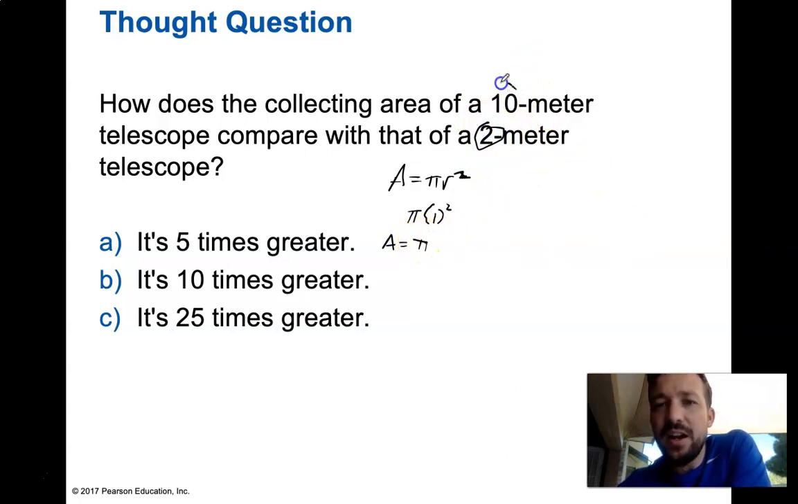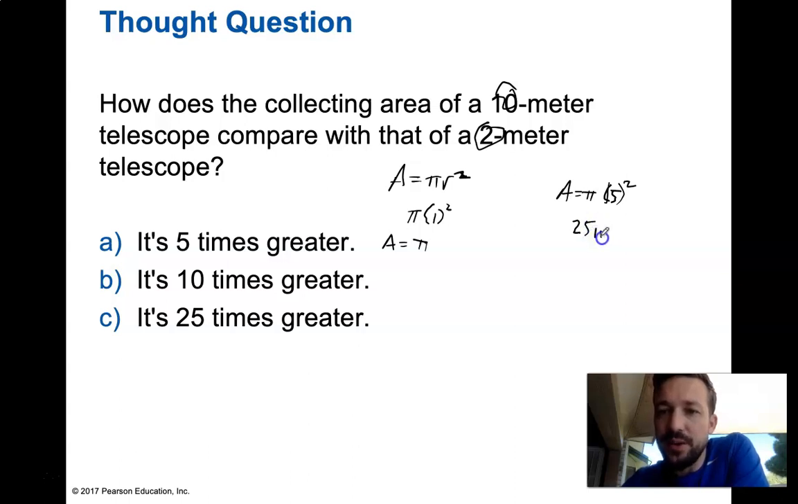Let's find the area of the 10-meter one. So area equals pi r squared. What's the radius of a 10-meter diameter? It's divided by 2, right? So it'd be 5 squared, in parentheses. It's not coming out very nice. So 5 squared is 25, so the area is 25 pi.